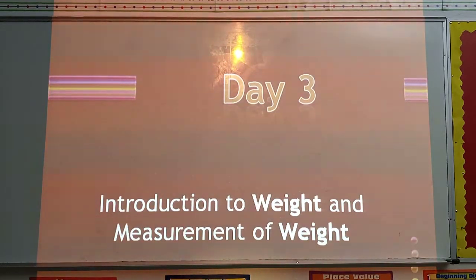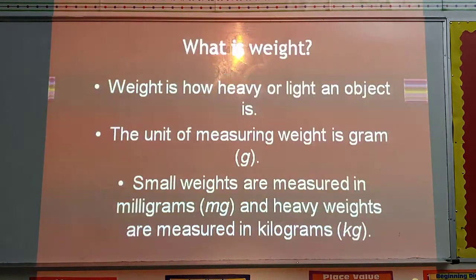Okay, so like I said, introduction to weight and measurement of weight. First of all, what is weight? Weight is how heavy or light an object is. An object that is heavy is said to have high or a great weight, while an object that is light is said to have less weight than the object that is heavy.